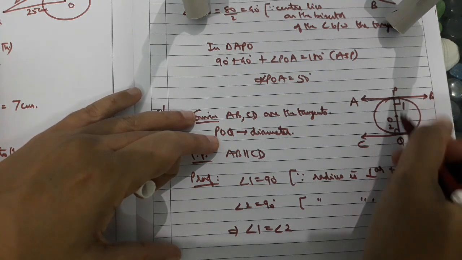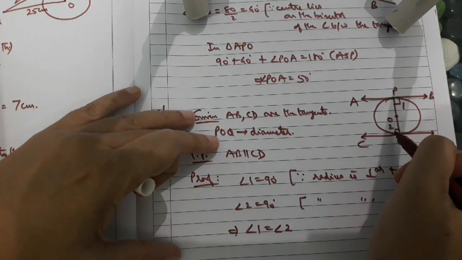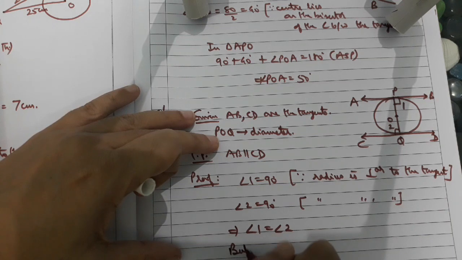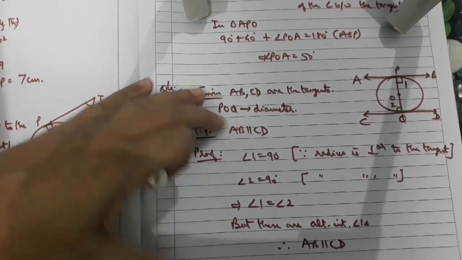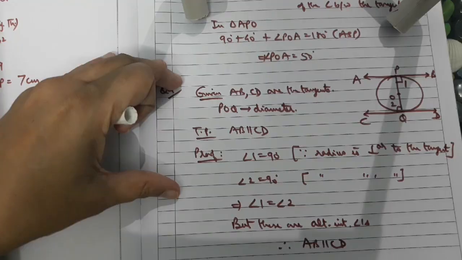But what type of angles are these? These are alternate interior angles. So therefore these lines would be parallel. So AB would be parallel to CD, and this is what we had to prove.